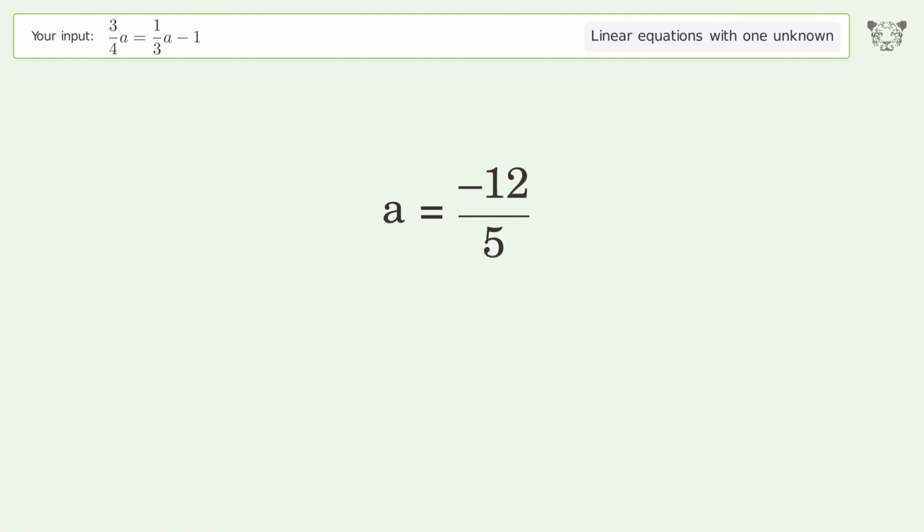And so the final result is a equals -12/5.